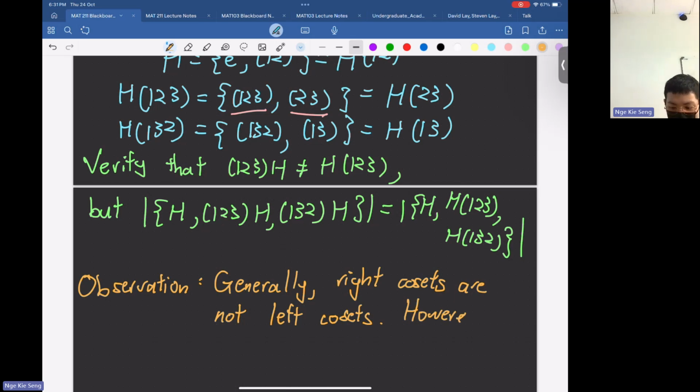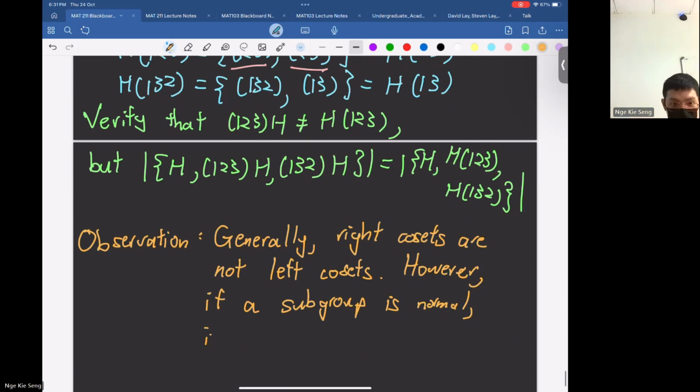However, if we have one more condition on my subgroup, which is normal, then if my subgroup is normal, the right cosets will equal the left cosets. We will show it later. Can you recall the definition of normal? G N G inverse equals N. Does it give you G N equals N G? So N commutes with G.